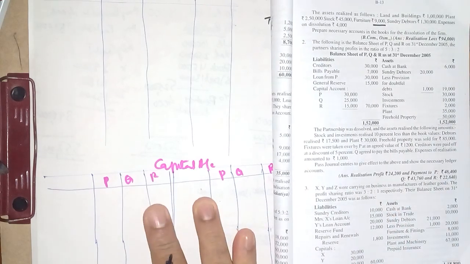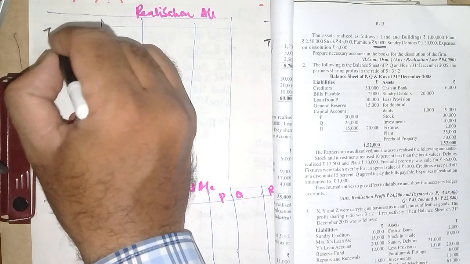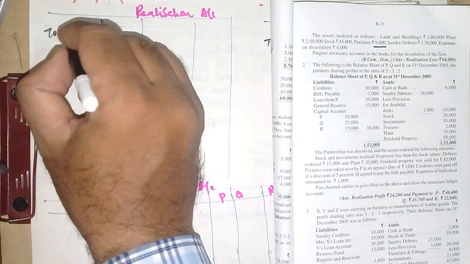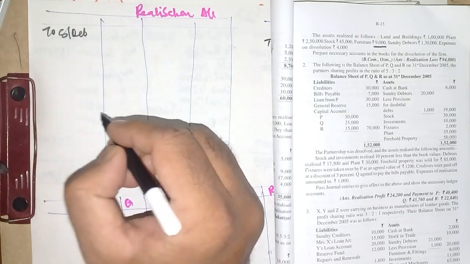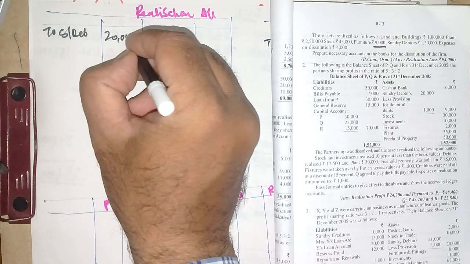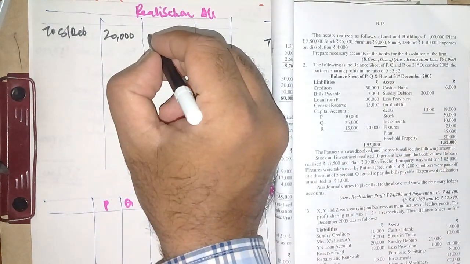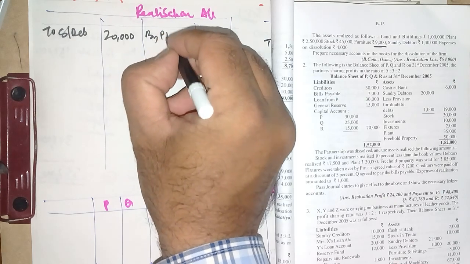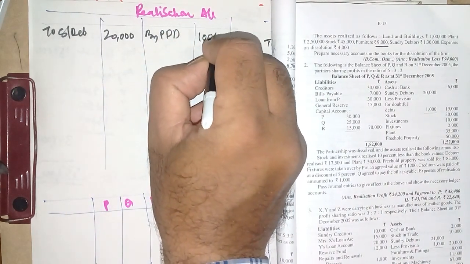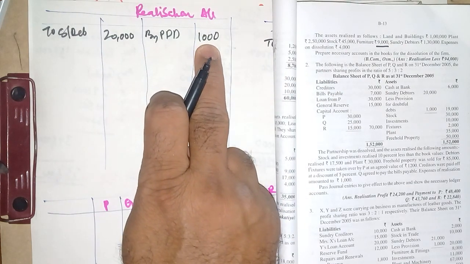What is the entry we have discussed. Realization account debit are the assets. In realization account, all the assets we write individually, bear in mind, sundry debtors. Sundry debtors comes to, we write gross value 20,000. As I've already explained, gross value 20,000 I am writing. On the credit side, by PDD, provision for doubtful debts, I am writing 1,000. Right? So gross value and PDD will be written as credit.